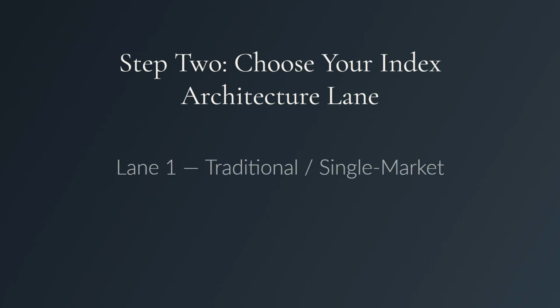Lane 1, traditional or single market. This is the S&P style lane. Characteristics: most responsive to market cycles. Strong raw long-term performance. Higher volatility, higher hedging cost. Often paired with multi-year structures, strategy charges, supplemental engineered sleeves, and best for clients who want potential, not consistency.